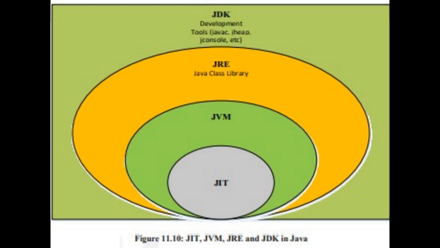class Welcome, public static void main, String args. Display a welcome message on console. System.out.println, "Welcome to Java". Let's try to know the meaning of key terms and words used in the above program: class, public, static, void, main, String, args, System.out.println.